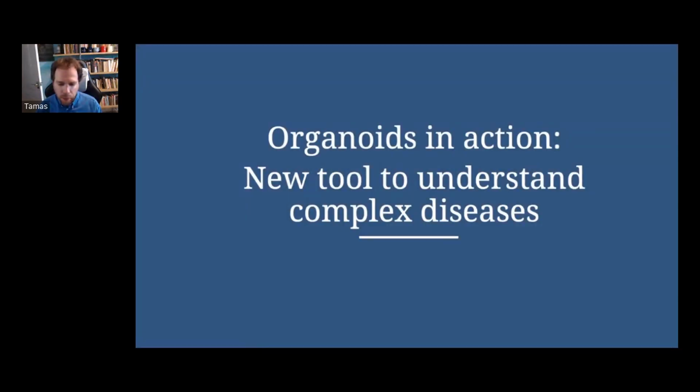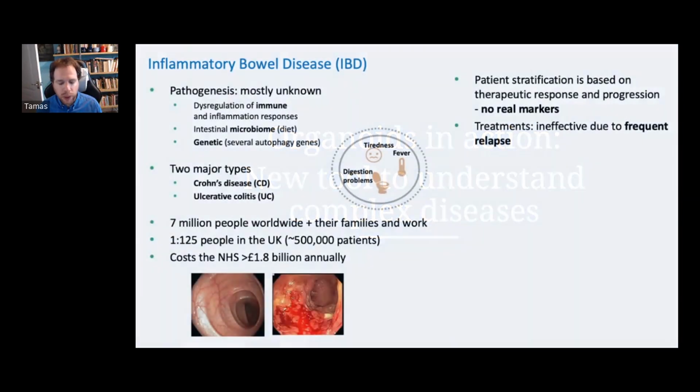So now I would like to go to more specific examples after this introductory part, how organoids can be used as a new tool to understand a particular disease. As I mentioned, our group is mostly working with inflammatory bowel disease. IBD is a very interesting complex disease. Unfortunately, it affects lots of people, in growing numbers, and it's a chronic lifelong disease.